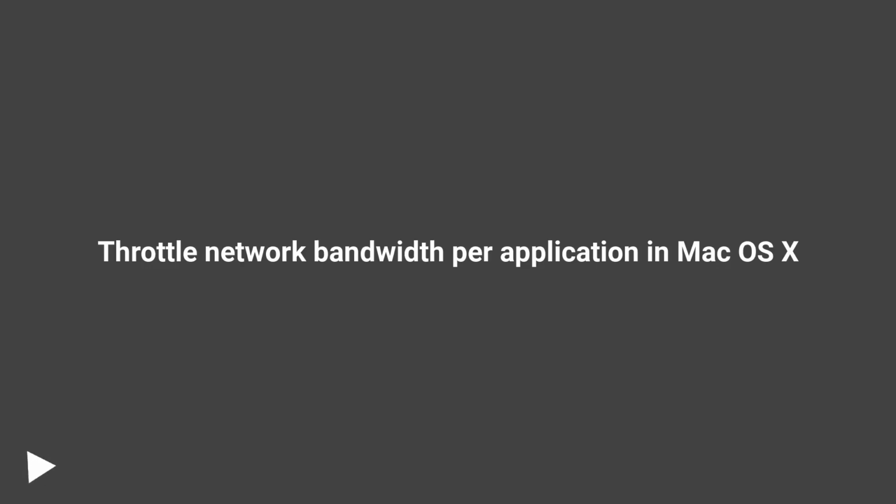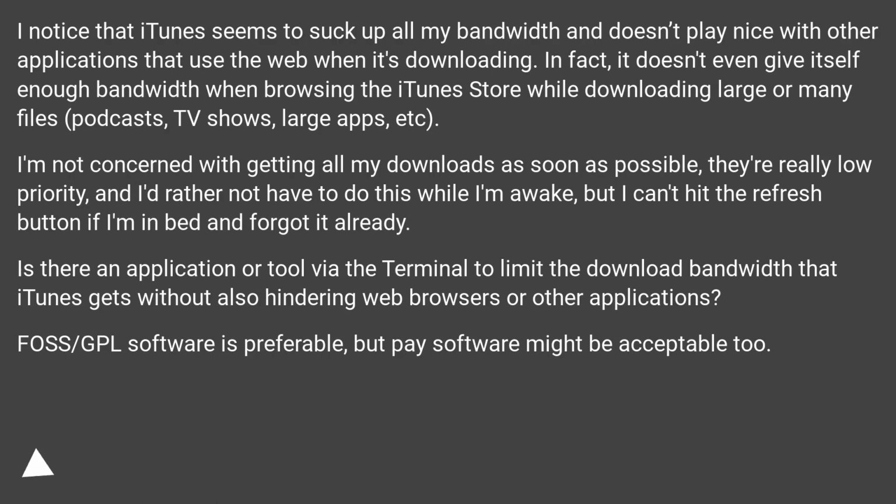Throttle network bandwidth per application in macOS X. I notice that iTunes seems to suck up all my bandwidth and doesn't play nice with other applications that use the web when it's downloading. In fact, it doesn't even give itself enough bandwidth when browsing the iTunes store while downloading large or many files, podcasts, TV shows, large apps, etc.